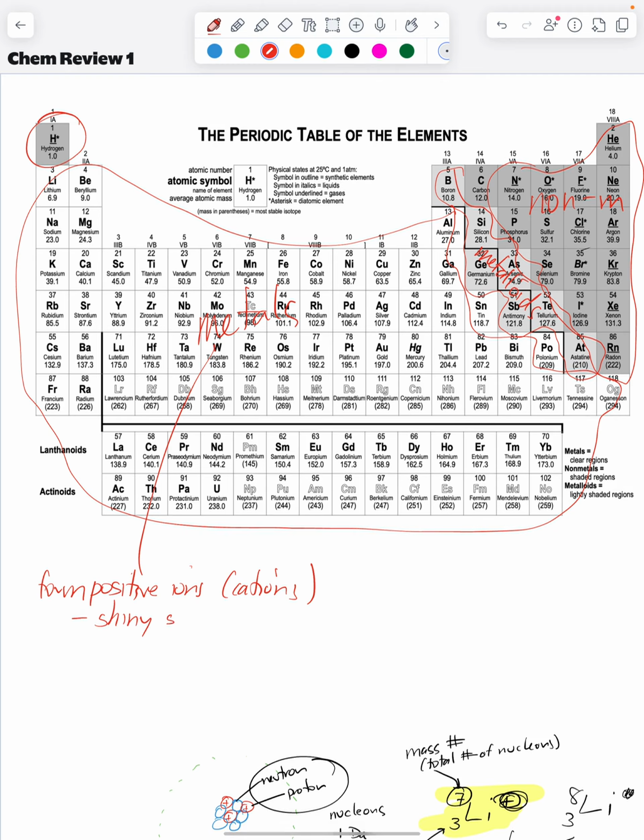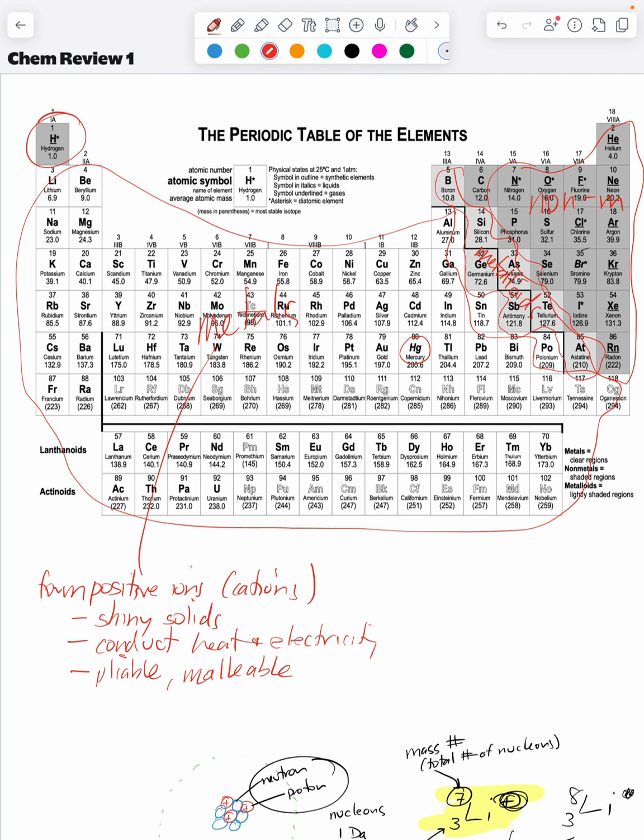Another thing about these metals is, not all of them, but if you heat them a little bit, they tend to be pliable or malleable, ductile. Pliable means that you can bend them. Malleable means that you can, I think, hammer them into thinner sheets, and ductile means you could draw them into wire. So warm them up and they might be able to do that.